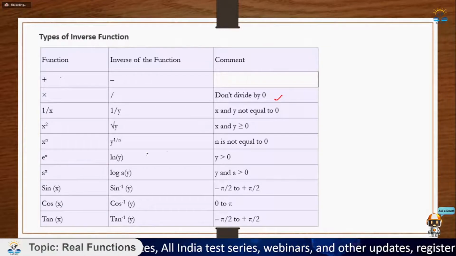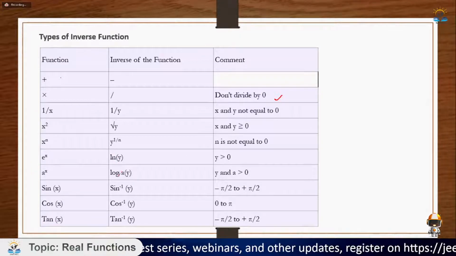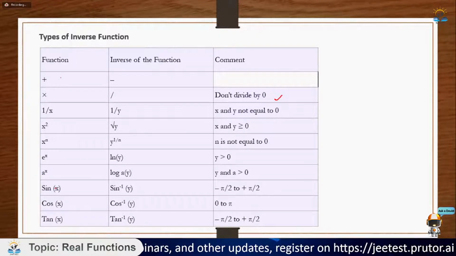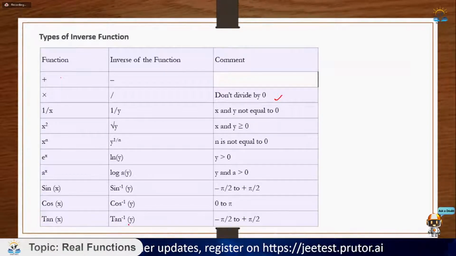For ln it is e power x, because ln and e will cancel out. Similarly, if your function is something like log base a, then a power x, because a and log a will cancel and you will get x only. For sine it is sine inverse x. For cos, it is cos inverse x. For tan, it is tan inverse y. So all these things you have basically read earlier.